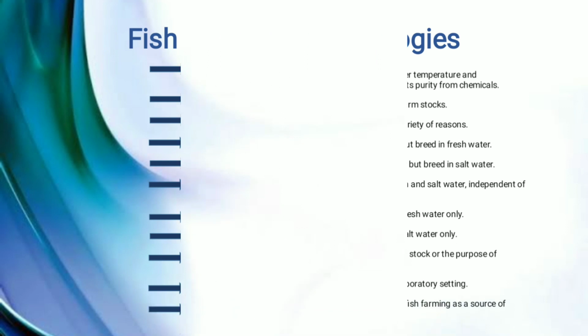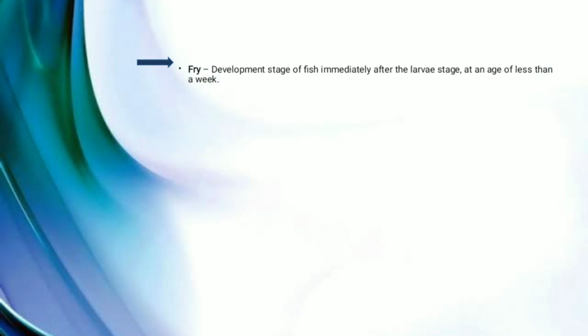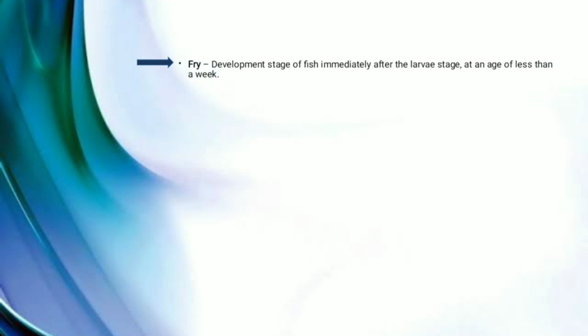Next is fish meal, which is commercially prepared and is also available in the form of pieces, or you can also purchase whole fish from the market. What is fry? Fry is a developmental stage of fish immediately after the larva stage. At an age of less than a week, that means a fish of less than a week or 1 to 2 inches is a fry fish.